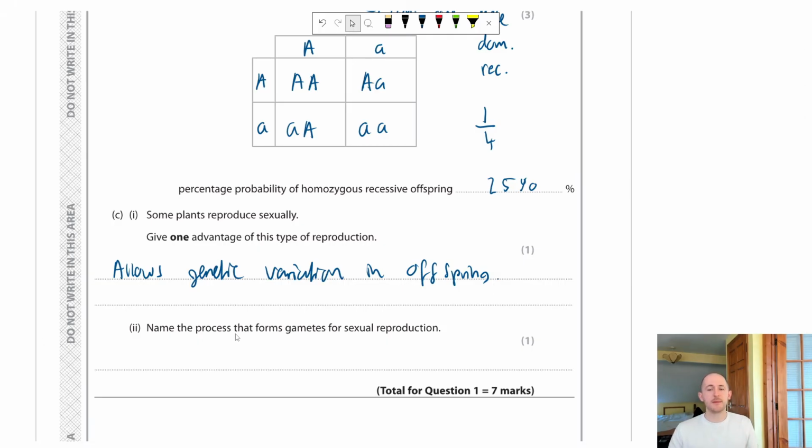And then lastly, name the process that forms gametes for sexual reproduction. So what they mean is, what type of cell division is this? Is it mitosis or meiosis? Meiosis is the answer, because it produces genetically distinct gametes, whereas mitosis always produces identical clones. So keep that in mind. Mitosis is identical, meiosis allows for genetic variation.